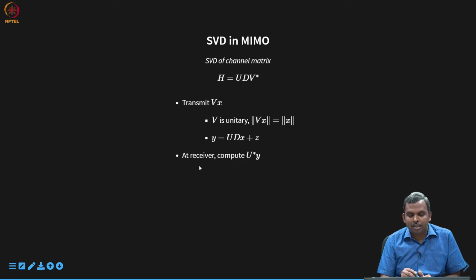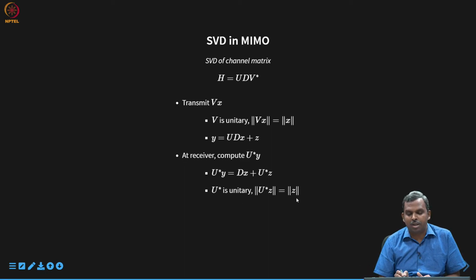Now at the receiver, you compute U star Y. Okay. So you know U also, so you compute U star Y. Notice what happens. U star Y is just dx plus U star Z. Notice the only thing that multiplies Z is a unitary operator U star, and that's quite okay because the norm doesn't change. So the noise doesn't get blown up beyond what it was originally in norm. So that's very nice.